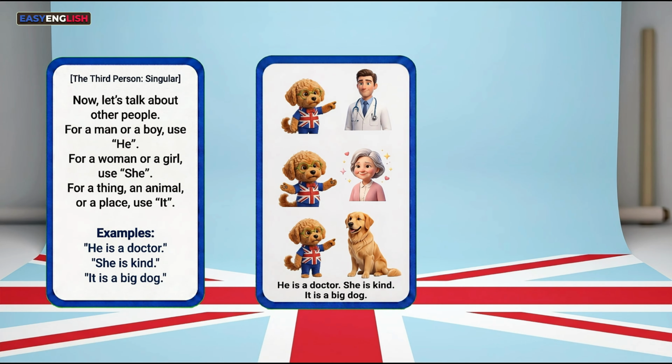The third person, singular. Now, let's talk about other people. For a man or a boy, use he. For a woman or a girl, use she. For a thing, an animal, or a place, use it. Examples. He is a doctor. She is kind. It is a big dog.